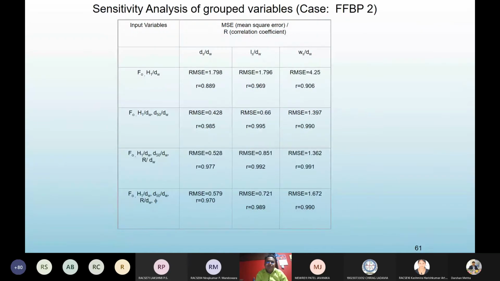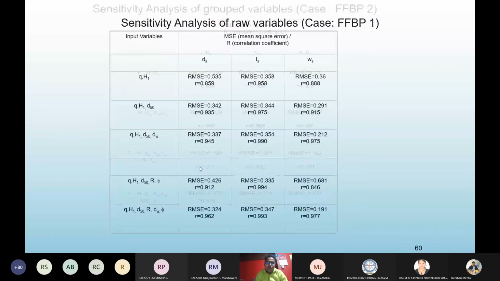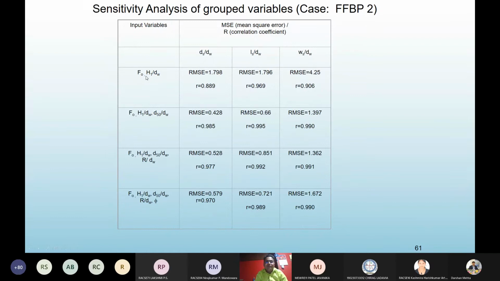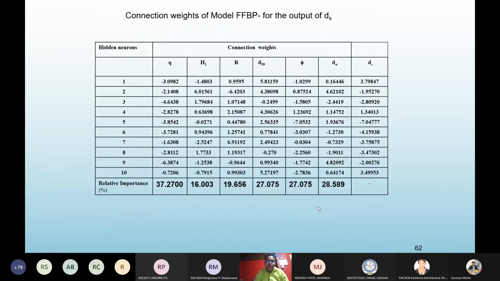Here I have done the analysis. Previously I used raw data, now I am using grouped variables. If you use all variables, what will happen? Here phi is also included, so it is getting almost 1. Please see the results, everyone.